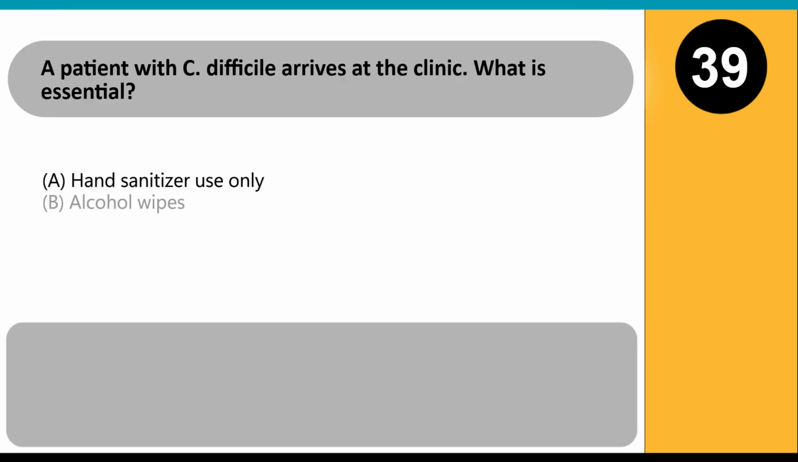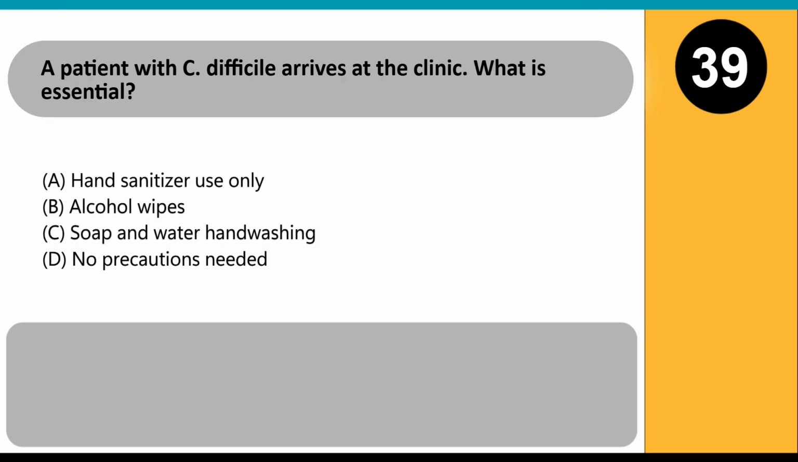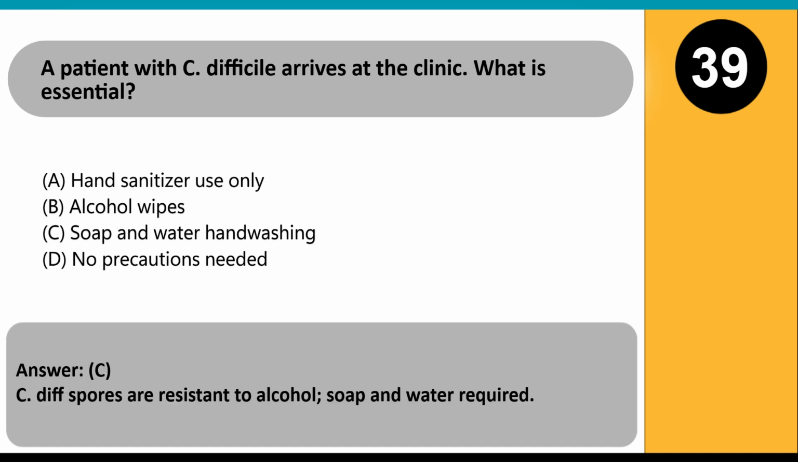A patient with C. difficile arrives at the clinic. What is essential? A. Hand sanitizer use only. B. Alcohol wipes. C. Soap and water hand washing. D. No precautions needed. Answer: C. C. diff spores are resistant to alcohol, soap and water required.